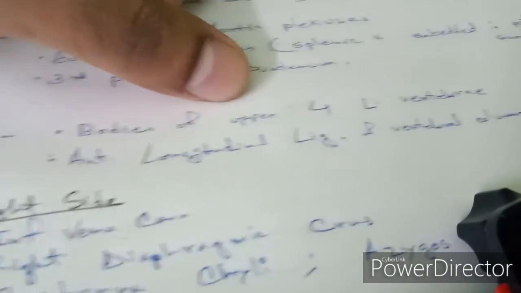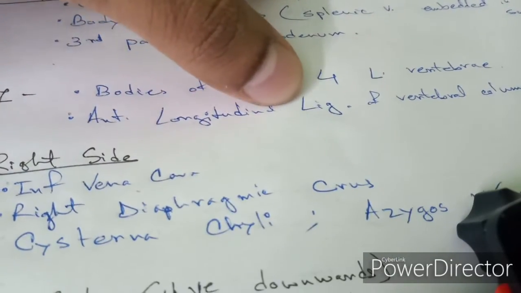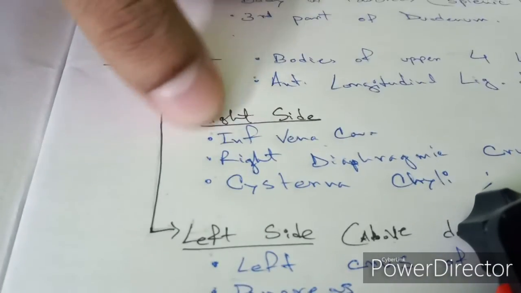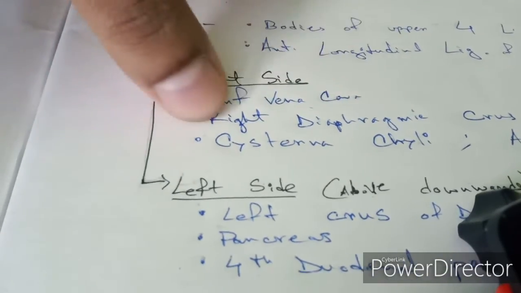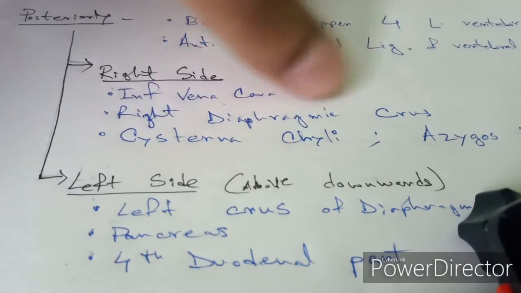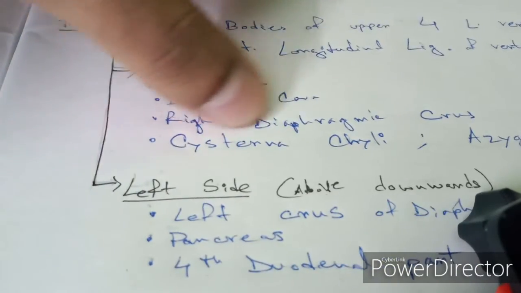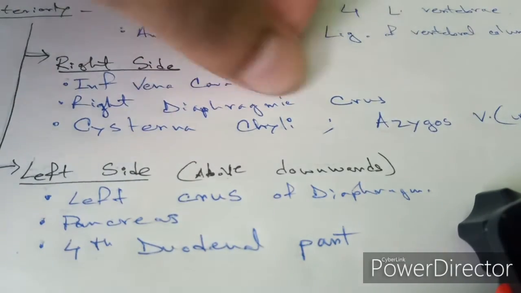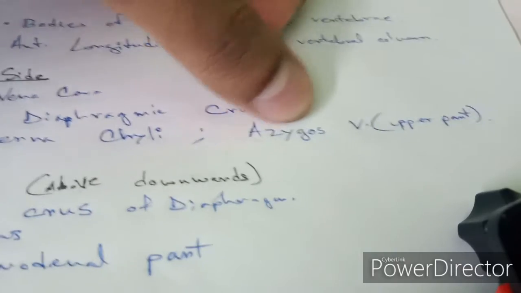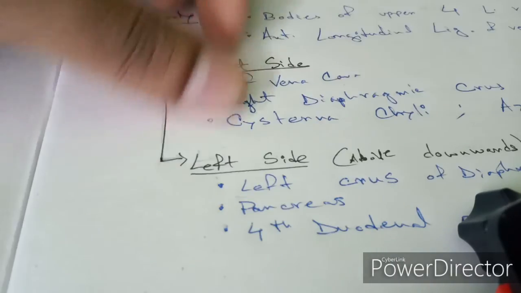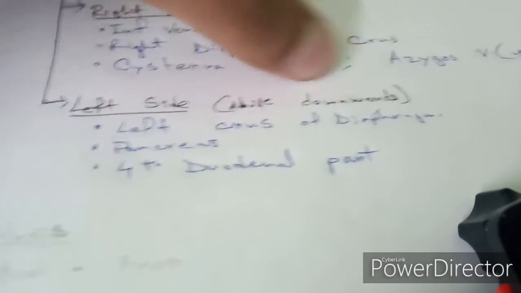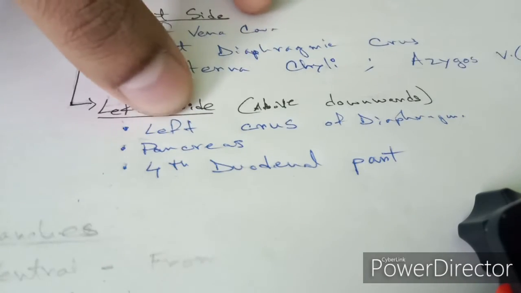Posteriorly we have the bodies of the upper four lumbar vertebrae and the anterior longitudinal ligament of the vertebral column. To the right side of the aorta there are the inferior vena cava, the right diaphragmatic crus, the cisterna chyli, which is a lymphatic duct, and the azygos vein in the upper part. And on the left side from above downwards there are the left crus of the diaphragm, the pancreas, and the fourth part of the duodenum.